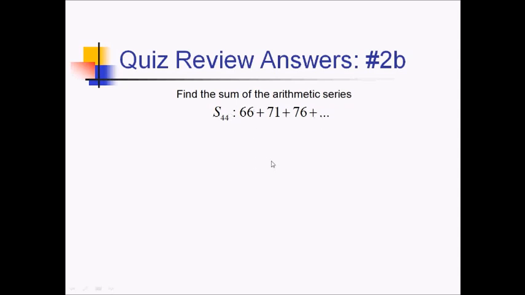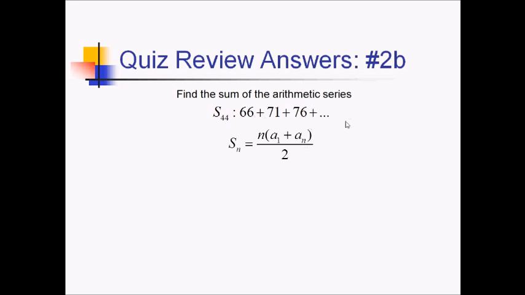For this problem, we're trying to find the sum of this arithmetic series here. Now, I'm going to start with my arithmetic sum formula, n times a1 plus an over 2. The problem on this one is they didn't give us all the information we needed. They did give us the number of terms. It's 44 here. They did give us a1, the starting value, at 66, but they did not give us the nth term, the 44th term. We only have the first 3 terms.